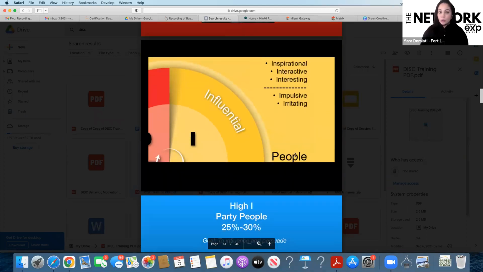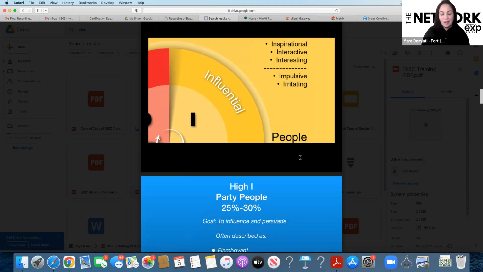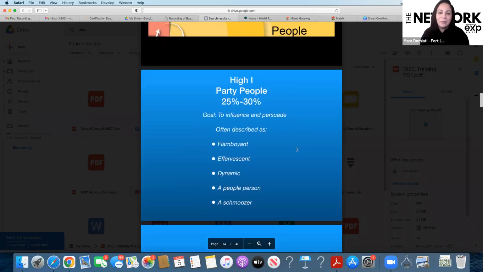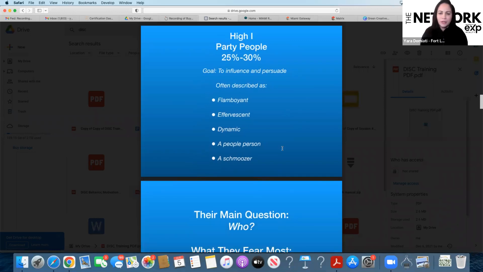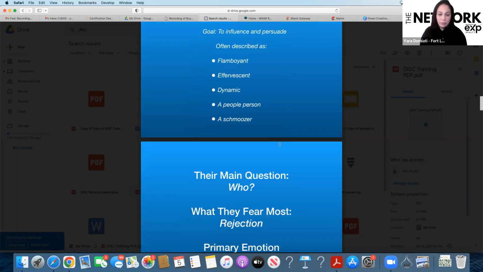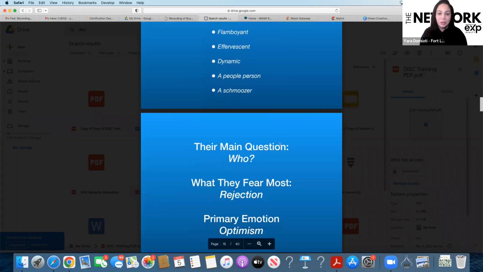And now we're going to switch to the I personality types. They are inspirational, they are interactive, they're interesting, they're impulsive, they're irritating at times. Again, I didn't make this. High I's are party people. They want to have fun, they're bubbly, they're the ones that are outgoing, the center of attention. Those are the types of people. They influence and persuade. They're often described as flamboyant, effervescent, I don't know what that word means, dynamic. They're people persons, and they're schmoozers.